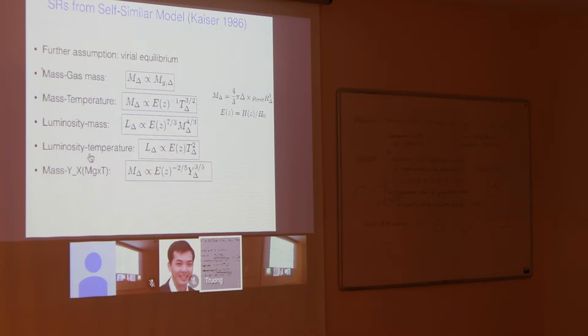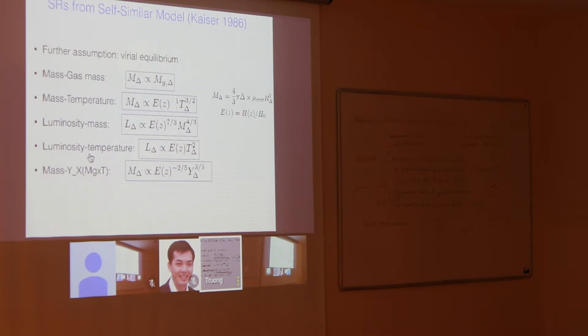relations for cluster mass and thermodynamic properties of the gas, like gas mass, gas temperature, luminosity, or, at the bottom, you see YX, which is simply the combination of the gas mass and the temperature. So in those scaling relations, you see how the cluster mass is related to other observable quantities. And we also have the function E(z), which simply characterizes how those scaling relations evolve over redshift.